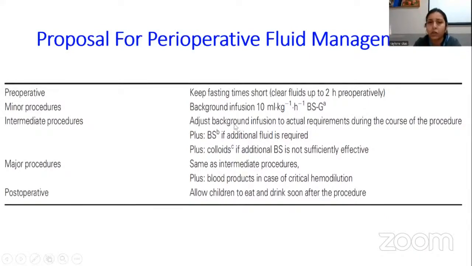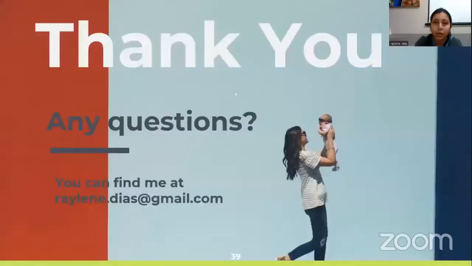For intermediate procedures, you can adjust this background infusion to the actual requirements. In addition, if you need more, then you start a second solution of only balanced salt without glucose at 10 ml per kg. If you need anything over and above that, you can start a colloid. For major procedures, you use the same as your intermediate procedures. If you need blood, you start blood at 10 ml per kg. And post-operatively now, we allow children to eat and drink soon after the procedure. So that's it from me.